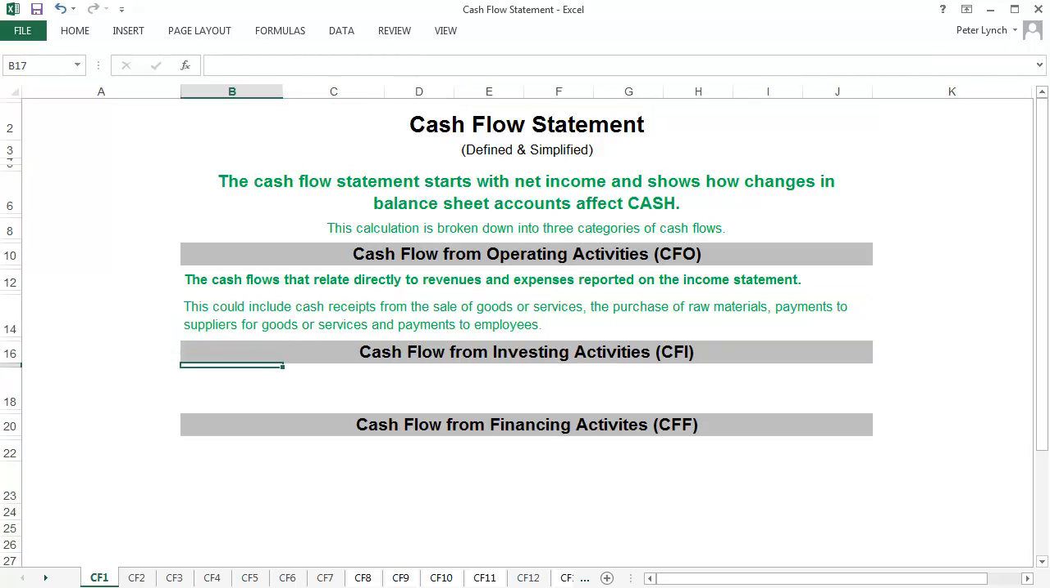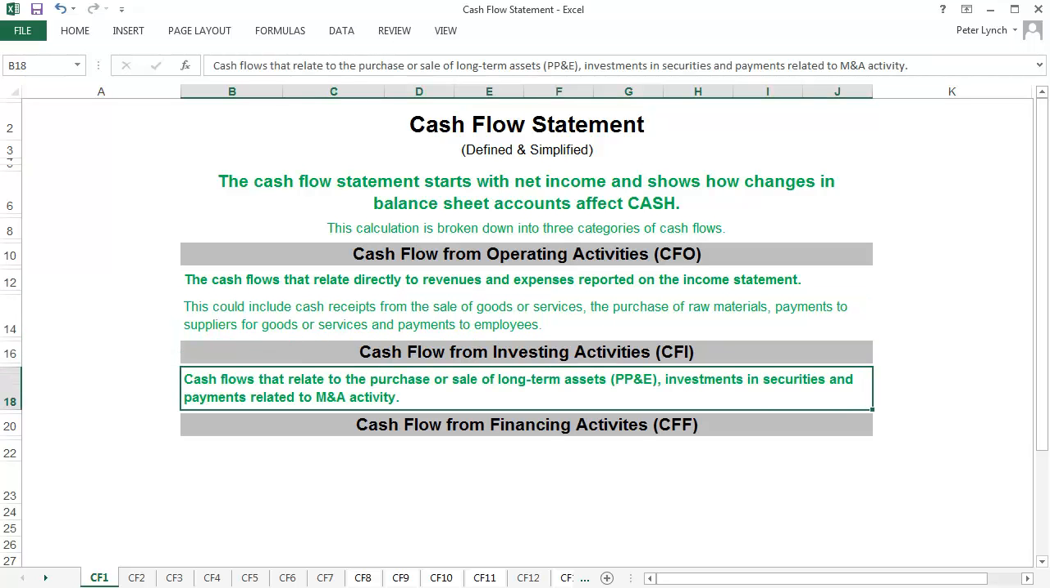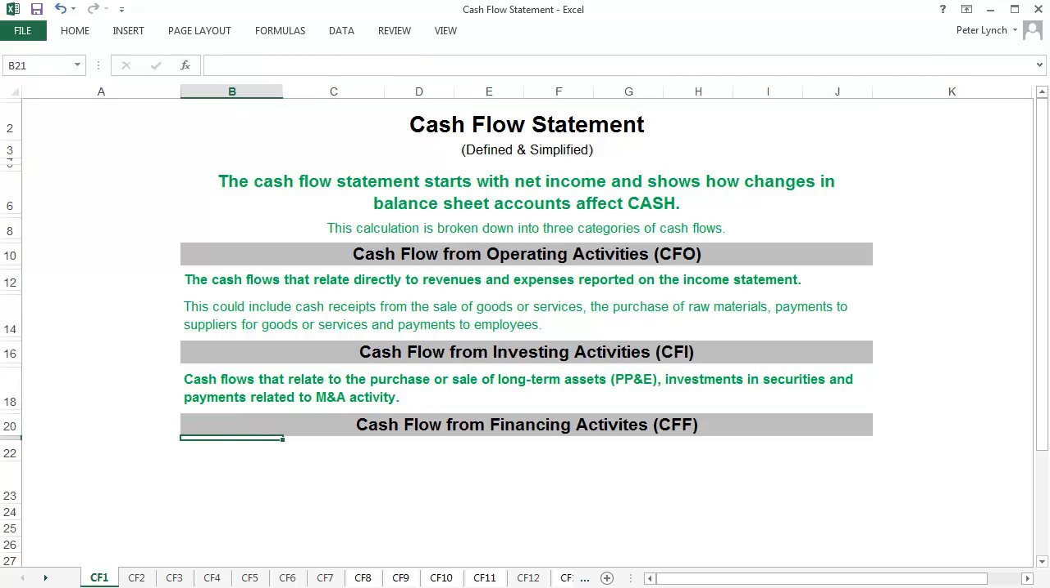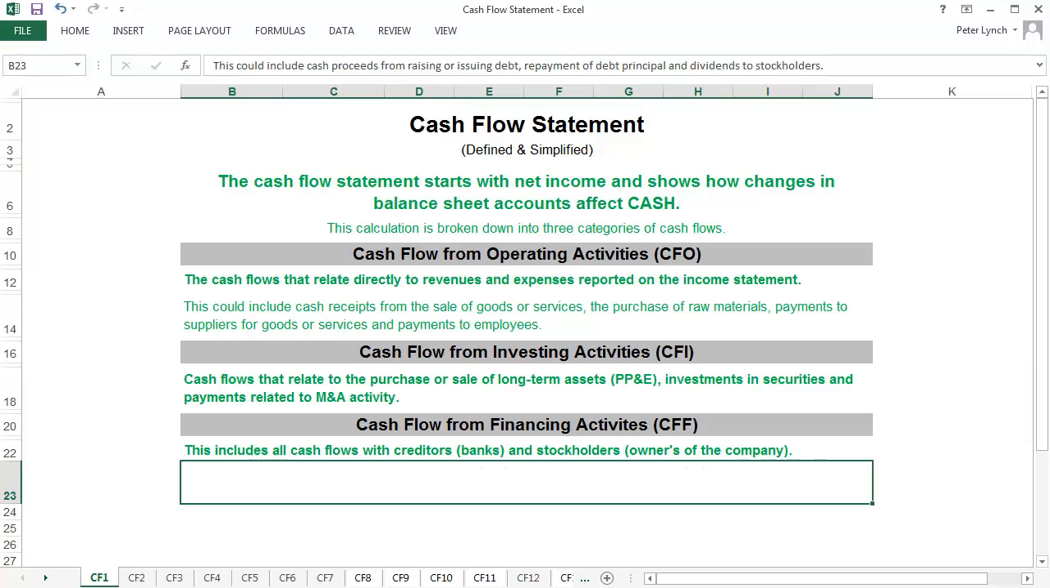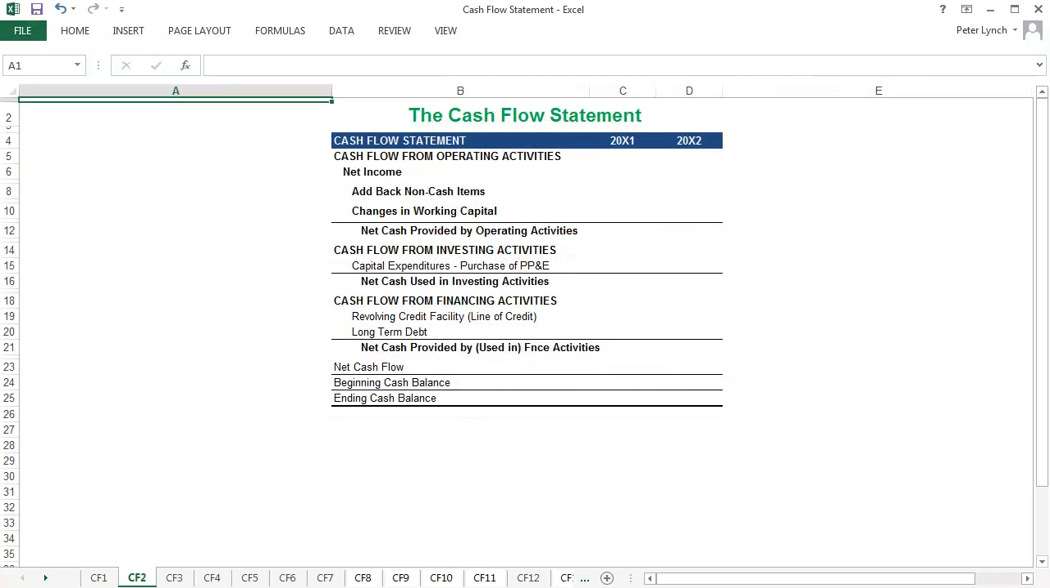Next, you have cash flow from investing activities, which relate to the purchase or sale of long-term assets, investment in securities, and payments related to M&A activity. And finally, you have cash flow from financing activities, which includes all cash flows with creditors, which you could think of as a bank, and stockholders. To provide some context, this could include proceeds from raising or issuing debt, repayment of debt principal, and dividends to stockholders. In its most concise format, this is the cash flow statement.